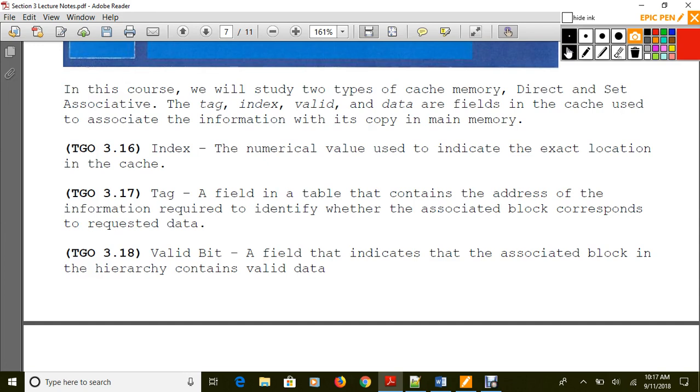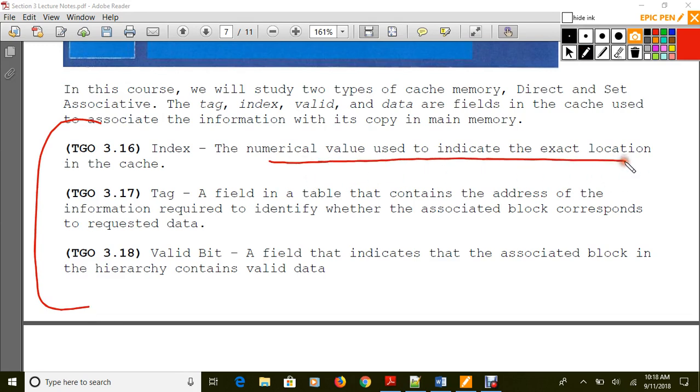Right? And we call that associativity. And we're going to be discussing direct and set associativity in a moment. But in order to understand what we're associating, it's going to be these three terms here. So the index tells me your exact location in the cache. So we formally define it here as a numerical value. It's going to be in binary that's used to indicate the exact value in the cache. So in this case, for you guys it would be 0. So it would be there.